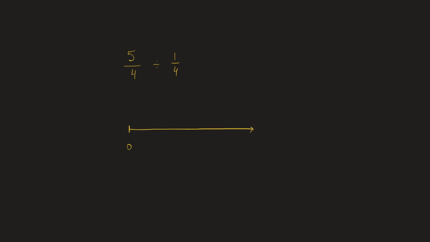Here's my number line. That point is 1 and 2 is there. Now I'm going to divide each section up into 4. The reason I've done that, 1, 2, 3, 4, is because we're dealing with a quarter. So 5 over 4: 1 over 4, 2 over 4, 3 over 4, 4 over 4, 5 over 4 would be right here. So 5 over 4 fits in there.